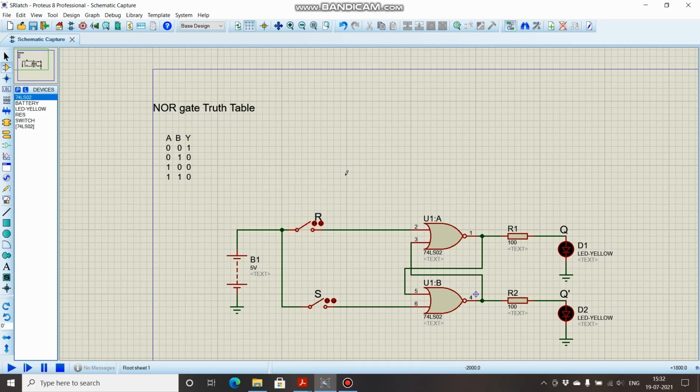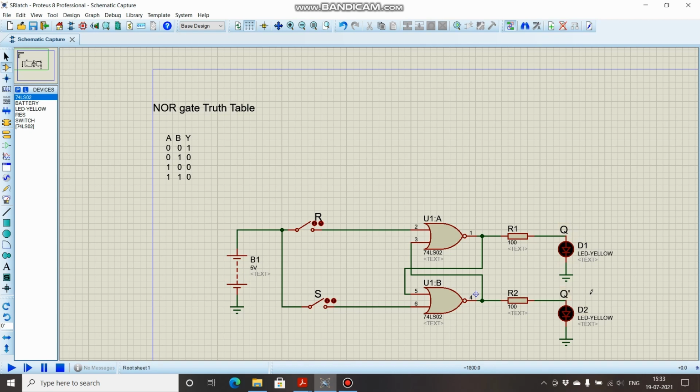Now for the case when R is 1, S is 1. Now understand this part properly. When R is 1, the output is going to be 0 at any cost. We have seen the NOR truth table. And when S is 1, the output has to be 0. We are having Q as 0 and Q bar as 0.